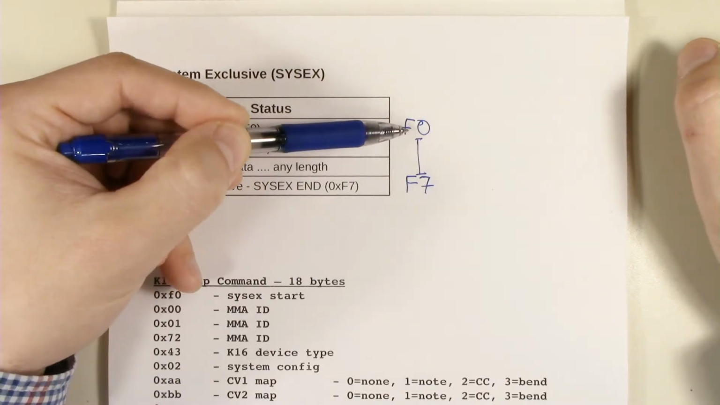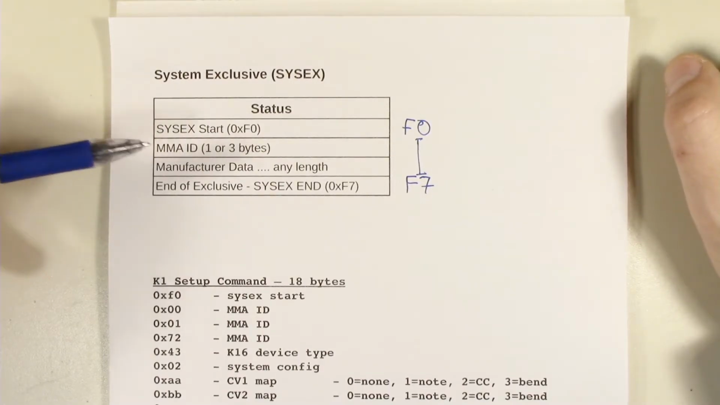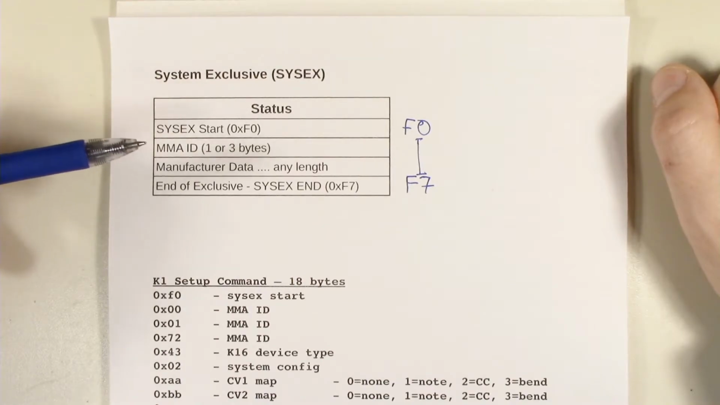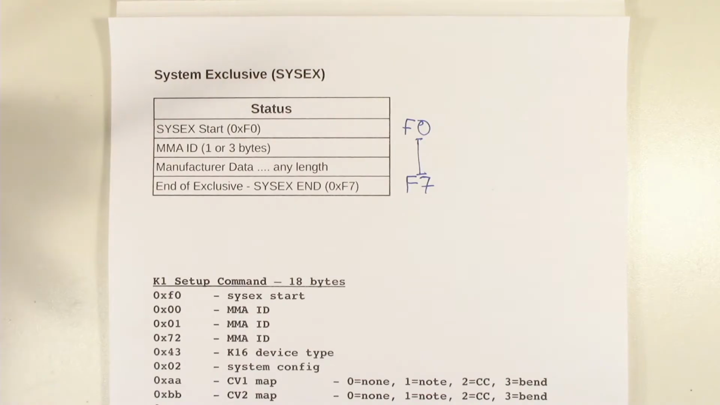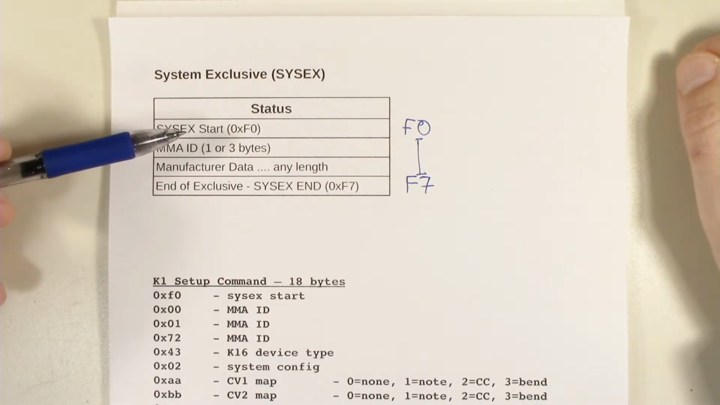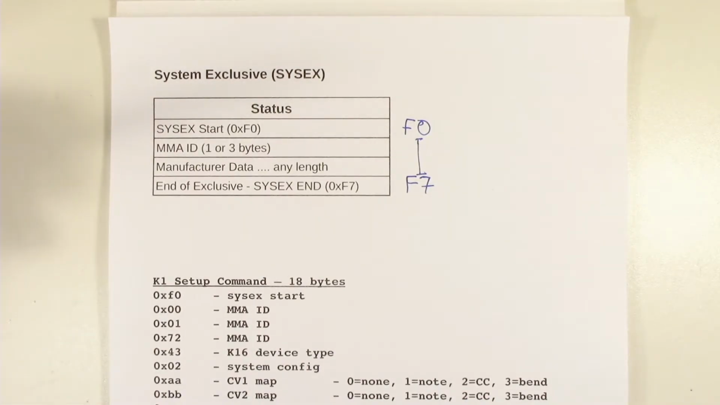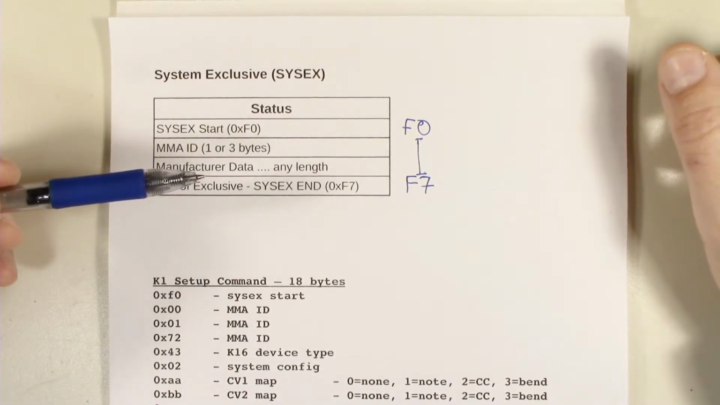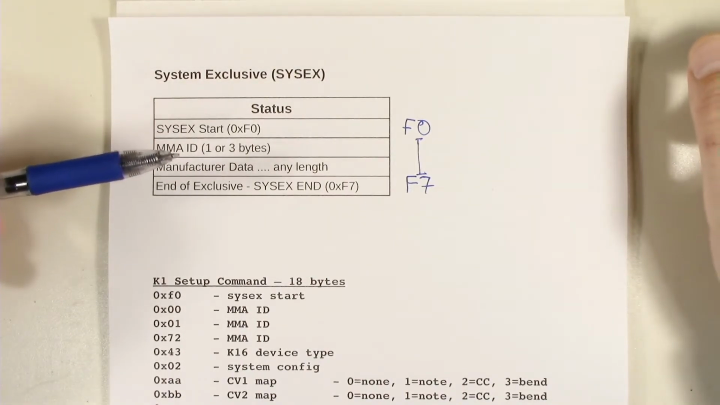So we start with an F0, then what we need is the MIDI manufacturer's ID. If you go to MIDI.org, the MIDI Manufacturers Association maintains a list of manufacturer IDs, and these cost money. You have to pay them every year. It's about $200, and it doesn't really get you anything. All it gets you is, if you stop paying, they sort of shame you publicly by saying that you haven't paid and then encourage you to pay.